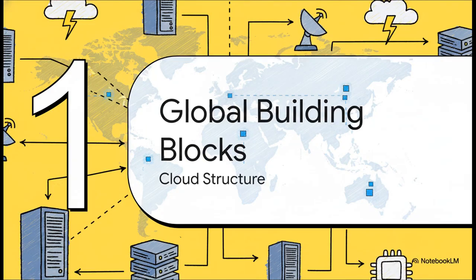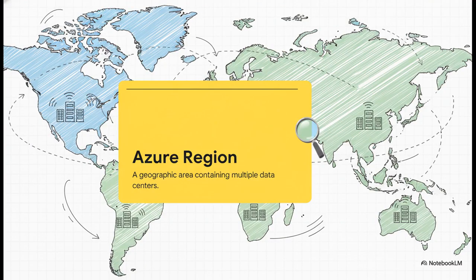So what does this global computer actually look like? I mean, it's not just one giant building with a blinking light on top. No way. It's a really smart, strategically designed network of facilities, and it's organized with a few key building blocks you need to know about. The very first concept you gotta wrap your head around is the region.